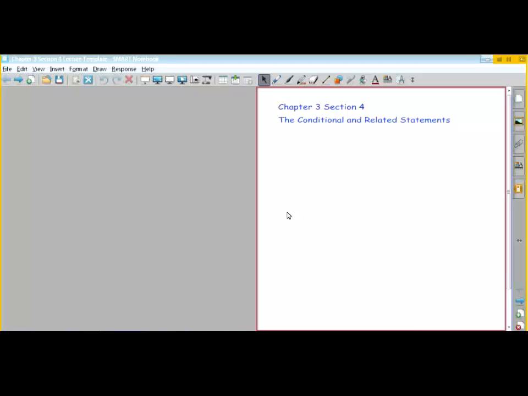So we've already talked about the conditional, which is the if-then statement. You may remember this from geometry. There were things called the converse, the inverse, and the contrapositive. You remember that? You hated geometry?